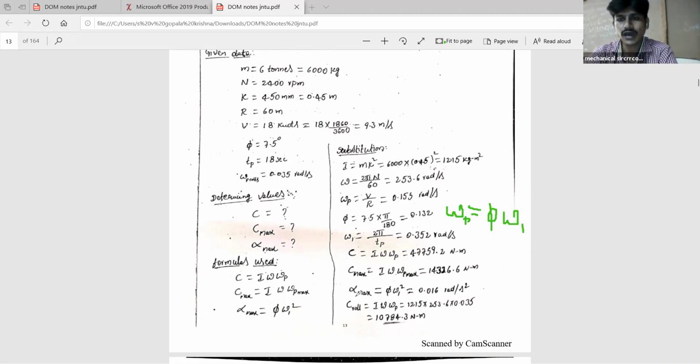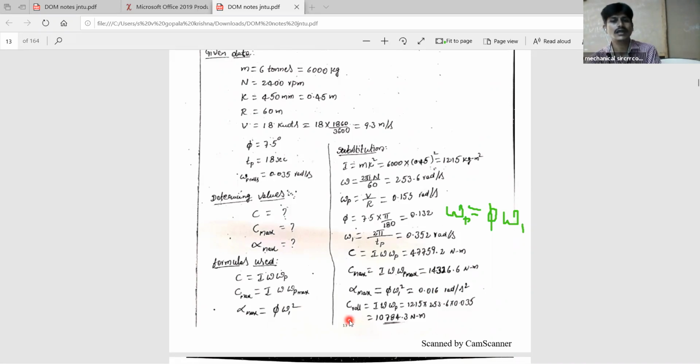And now going to take the alpha max. That is the maximum angular acceleration. That formula is pi omega 1 square. Pi value is already there, 0.132, and omega 1 is 0.352. When we substitute those two values in this formula, we get alpha max, that is 0.016 radian per second square. That is our angular acceleration, angular acceleration during the pitching, maximum.